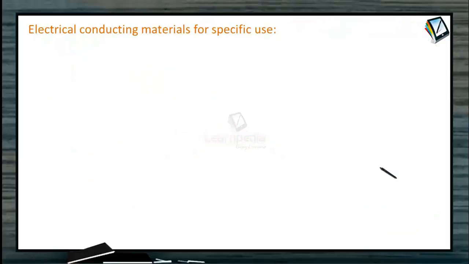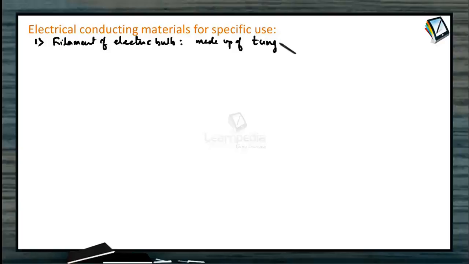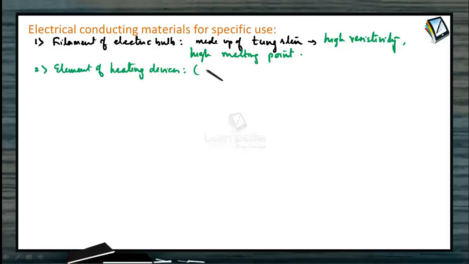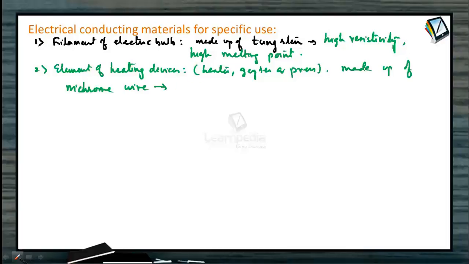Electrical conducting materials for specific use. First, the filament of an electric bulb is generally made up of tungsten, which has high resistivity and high melting point. Second, the element of a heater, such as a heater, geyser or iron box, press, etc., is made up of nichrome wire, which has high resistivity and high melting point.